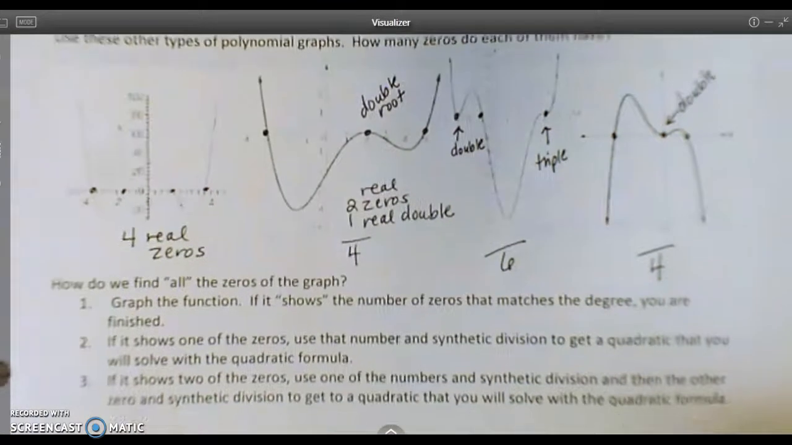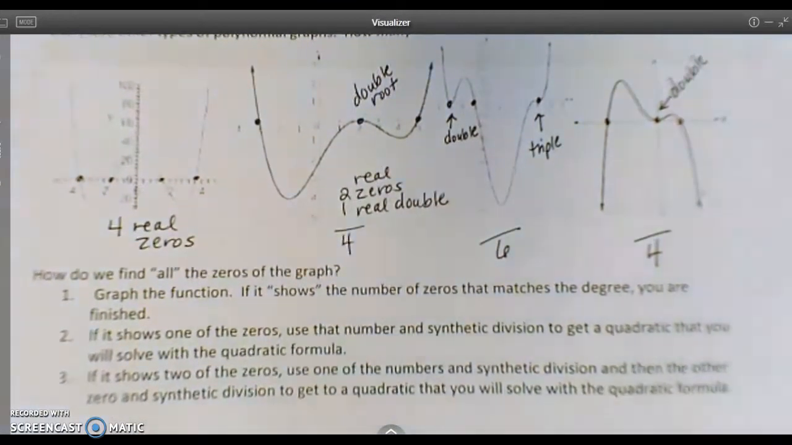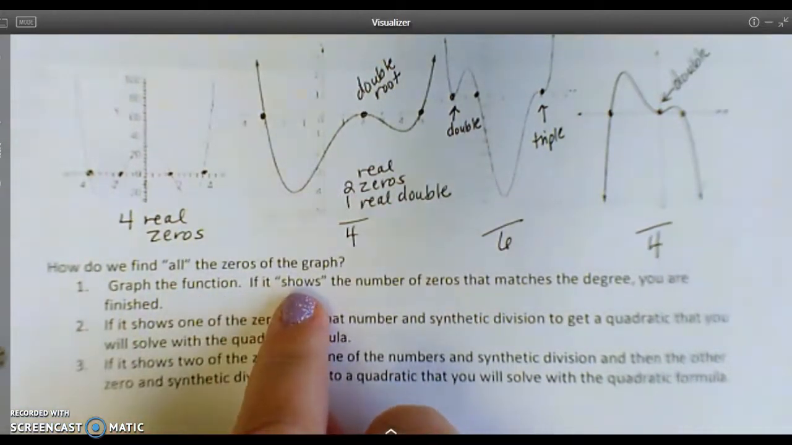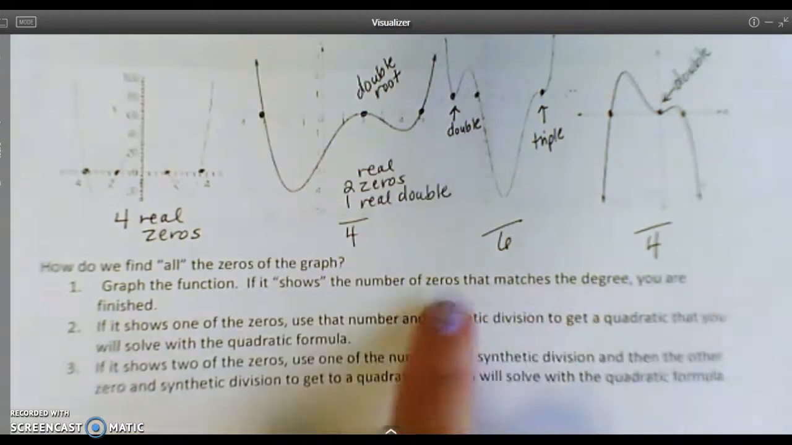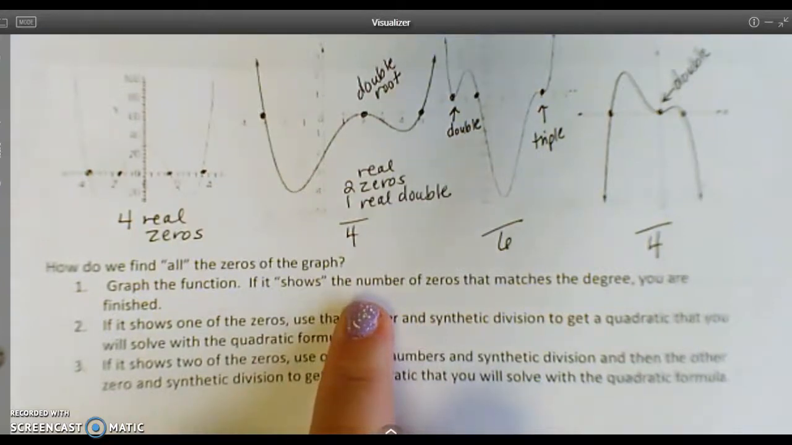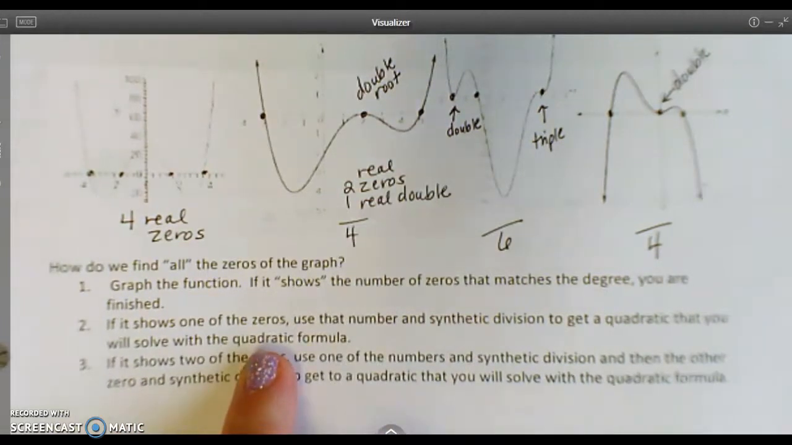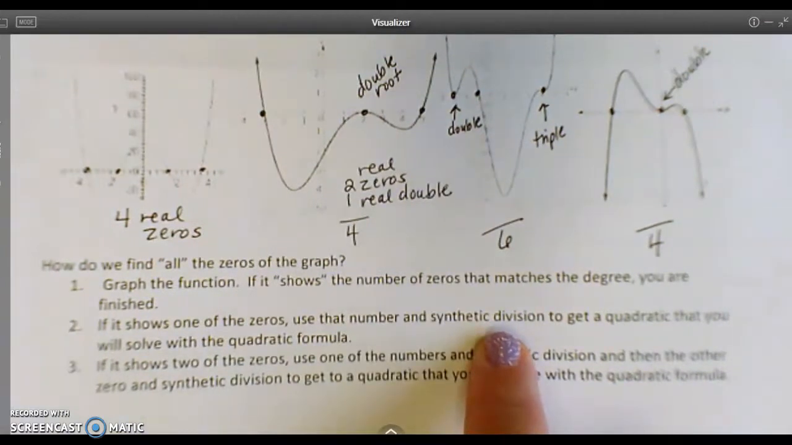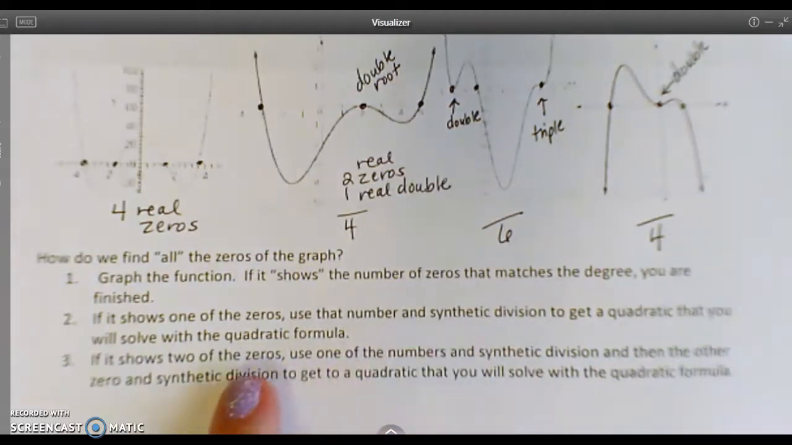So the process is down here, and we'll do the problems on the back. The first thing you do is you graph the function in Desmos, and you look to see how many zeros you're supposed to have based on the highest power. And when you graph it, if it has the number of zeros it's supposed to, then you're done. If it doesn't, you're going to write down those zeros, and use those zeros and synthetic division to divide. When you divide, you're going to get a remainder of 0, and then you do the quadratic formula to find the rest of the zeros. I'll show you what that means when we get there.